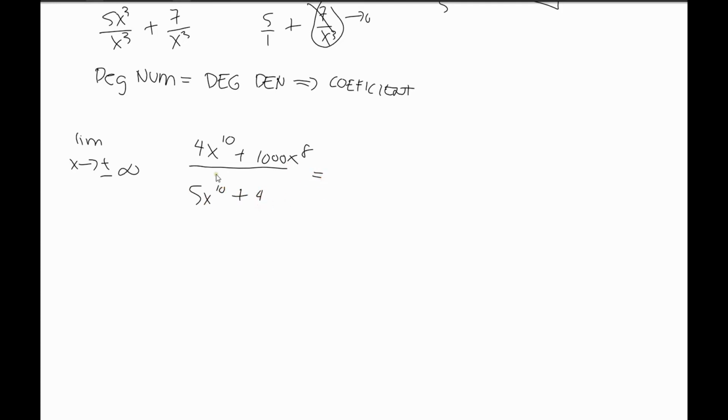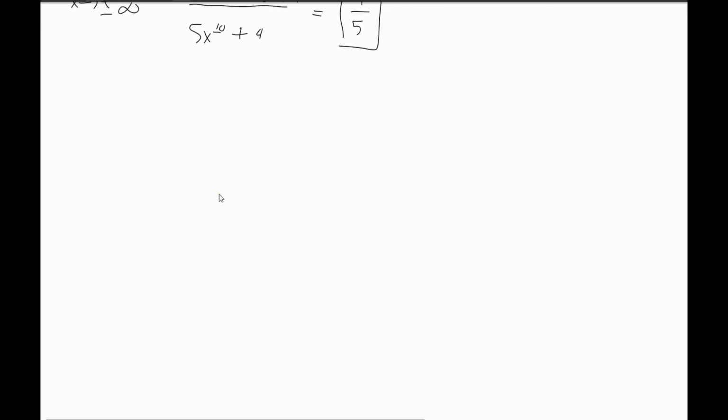If we have something like that, can we see that the degree of the denominator is equal to the numerator? Yes, we have 10 here, 10 here. So we get the coefficient of those. So here the coefficient of x to the 10 is 4, and the coefficient of x to the 10 is 5. Therefore, the limit is just 4 over 5. It's that simple, right? So that's the first technique, if we have the degree of the numerator equal to the degree of the denominator.